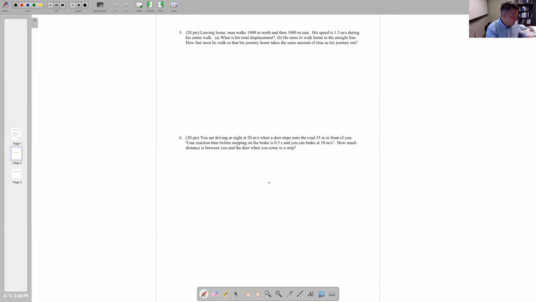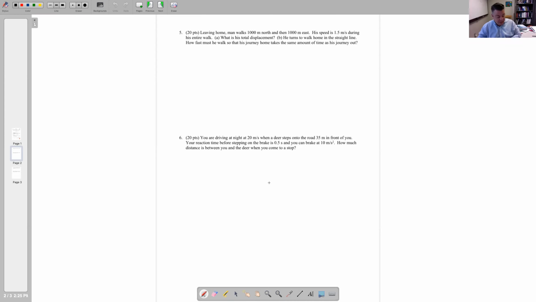Fresh off the printer. Leaving home, a man walks 1,000 meters north and 1,000 meters east. His speed is 1.5 meters per second during his entire walk. What is his total displacement? He turns around and walks home in a straight line. How fast must he walk so that his journey home takes the same amount of time as his journey outward?